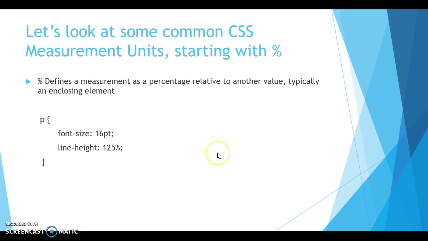Let's look at some common CSS measurement units, starting with percentage. Percentage defines a measurement as a percentage relative to another value, typically an enclosing element. So if you want your line height a little bit bigger than 100%, you put in 125. If you want it smaller, you can always make it smaller. So let's see some examples.